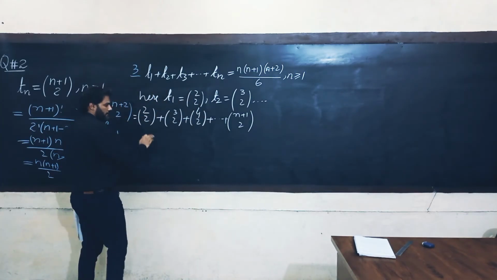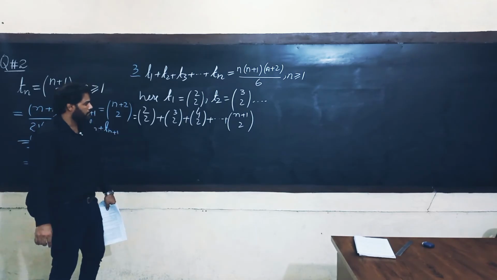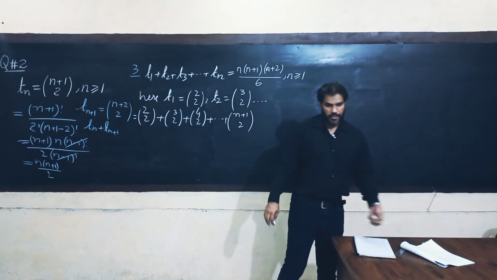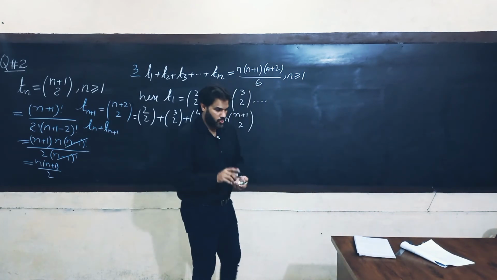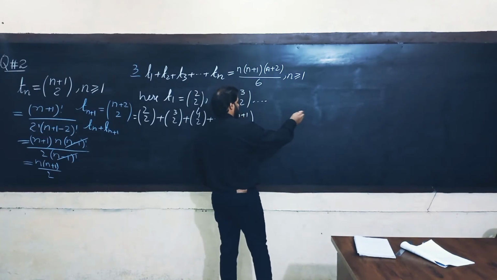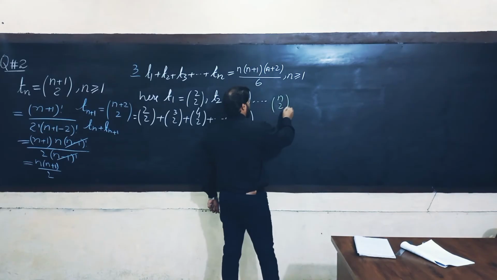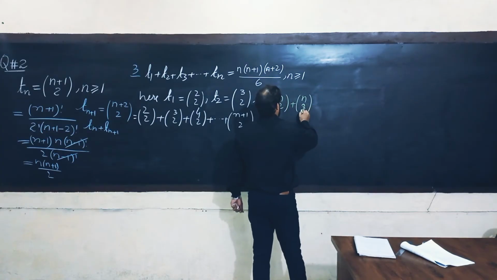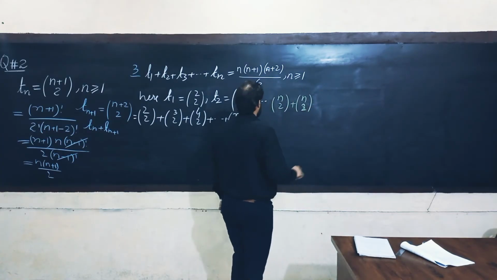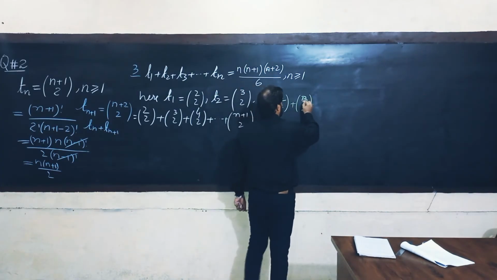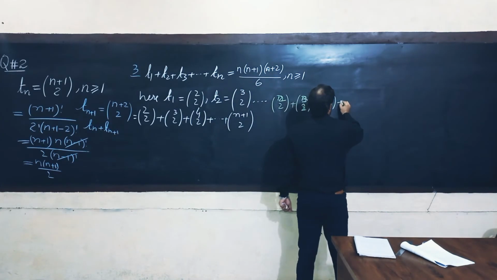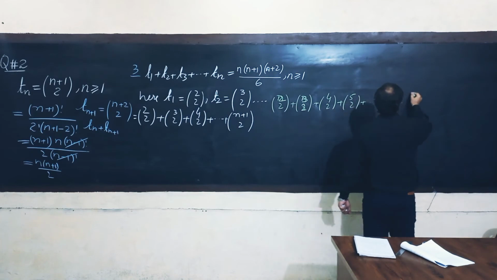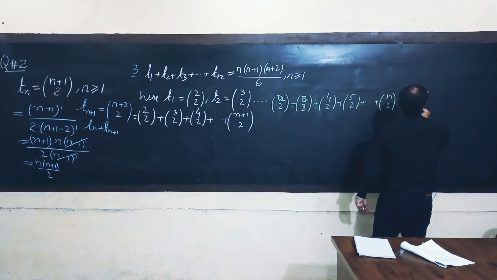Now, how will we sum these terms? In question number 5a of the last chapter, problems 1.2, we proved a result by mathematical induction: 2 combination 2 plus 3 combination 2 plus 4 combination 2 plus 5 combination 2, and so on up to n combination 2, is simply equal to n plus 1 combination 3.